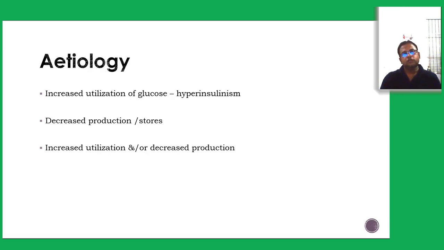So, etiology. What are the etiologies for hypoglycemia? We can broadly categorize them into three. One is due to increased utilization of glucose, or hyperinsulinism. Another is because of decreased production or stores, as in a child with IUGR or a preterm baby. Or then there's another category where there's a mixture of increased utilization plus decreased production. So first we'll discuss increased utilization of glucose.